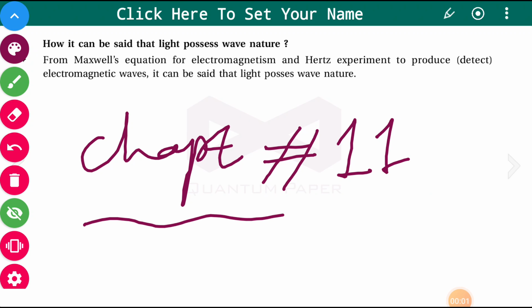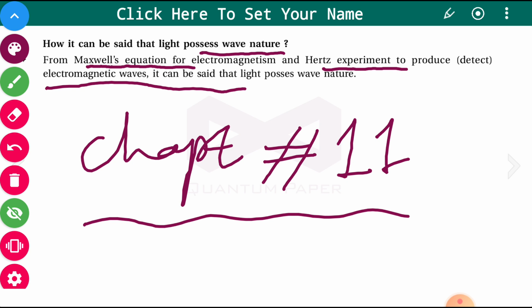Chapter number 11. Okay, in the beginning, first of all, light possesses the wave nature, and it can be said from Maxwell's equations for electromagnetic waves. We have completed that chapter, and from those equations given by Maxwell, and from the Hertz experiment which is discussed in that chapter, we can say that light possesses the wave nature. So light is having the wave nature, this we all know.